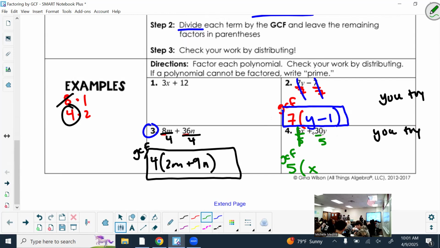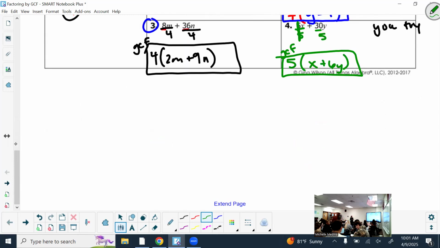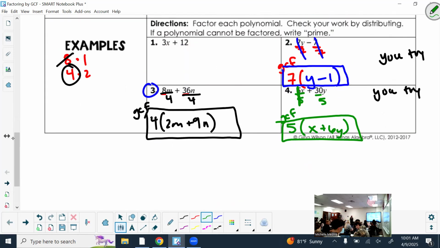What's 30y divided by 5? 6y. And then check, at least mentally, if I were to distribute, would I get the original? I will. All right. We're going to go to the back now, where we can actually see some variables being factored out.